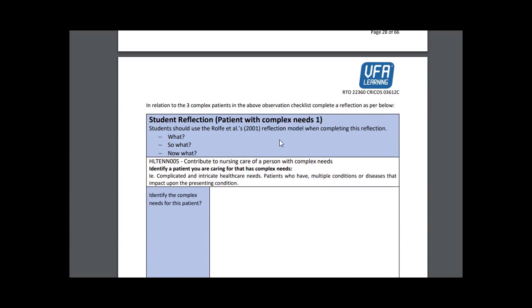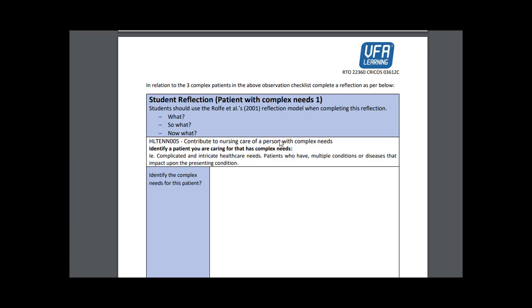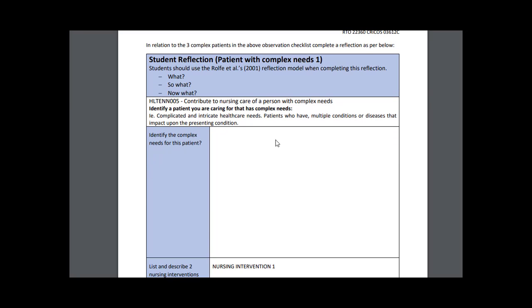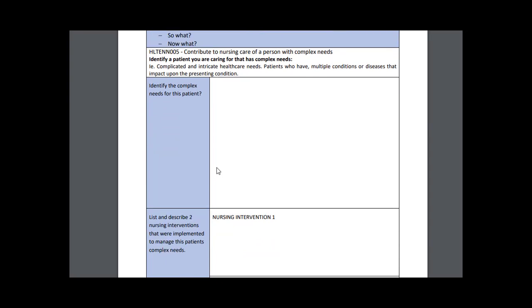So once again, you'll be required to complete a reflection using the Rolfe reflection model. So identify a patient you're caring for that has complex needs. And so what was complex about that person? Okay, so when we say complex, we mean someone that's complicated, has more intricate healthcare needs or multiple things that you need to be managing at the same time.